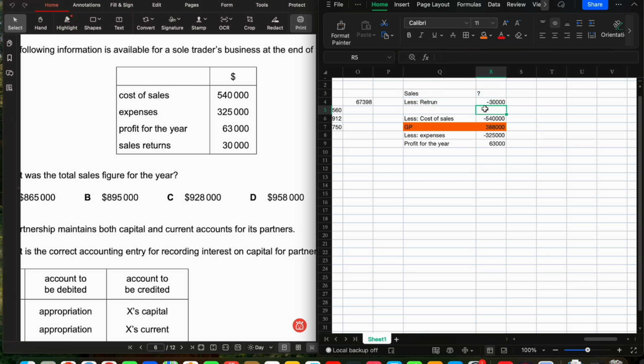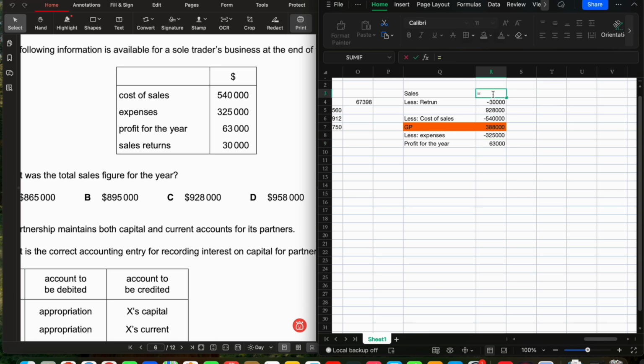Net sales part, we don't know. So cost of sales is subtracted from the net sales to find out the gross profit. We'll do exactly the same thing we did just now. So this is my gross profit, and to this we add the cost of sales. So the net sales on this date was 928,000, and when we subtracted cost of sales from there, we got a gross profit of 388,000, and when we subtracted 325,000 from there, we got profit for the year. Okay, now we need to find out the sales.